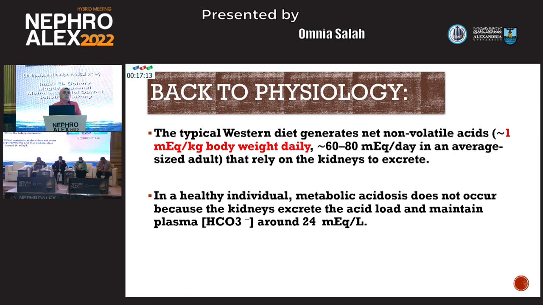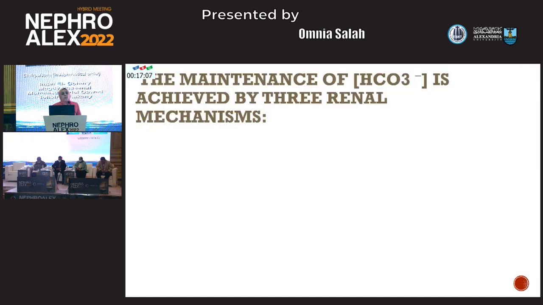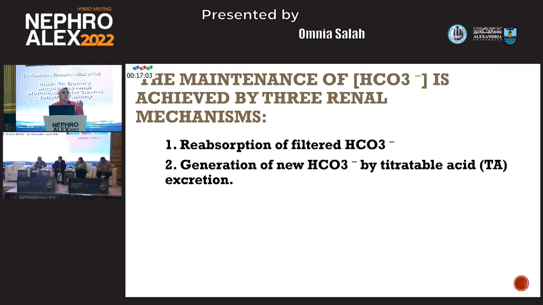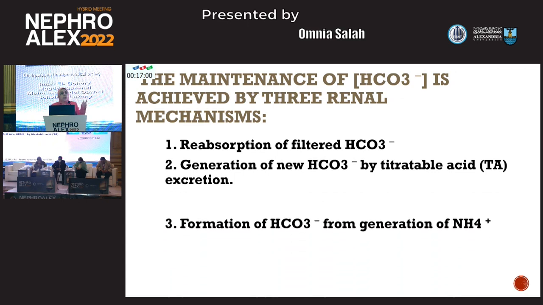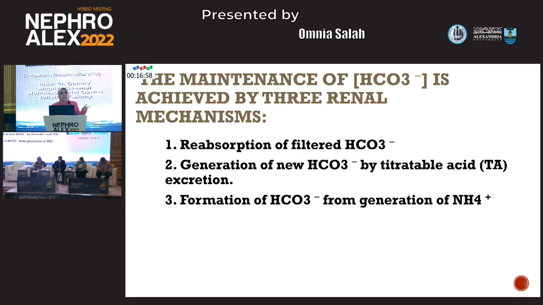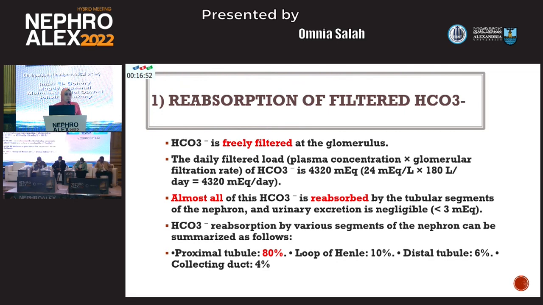In healthy individuals, metabolic acidosis does not occur because the kidneys excrete this acid load and maintain the bicarb around 24. The maintenance of bicarb is achieved by three renal mechanisms. First of all, reabsorption of all the filtered bicarb. Secondly, generation of new bicarb by titratable acid, which depends mainly on phosphate. Number three, formation of bicarb from generation of ammonium.